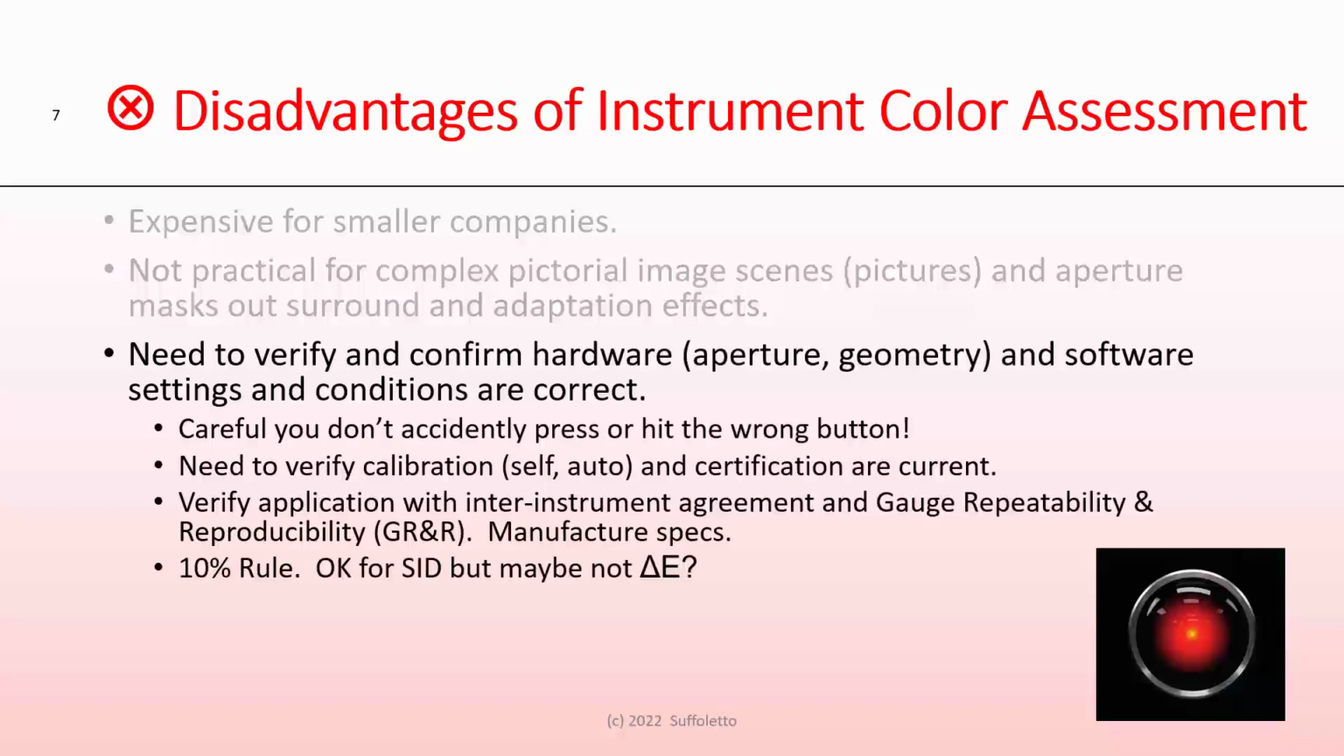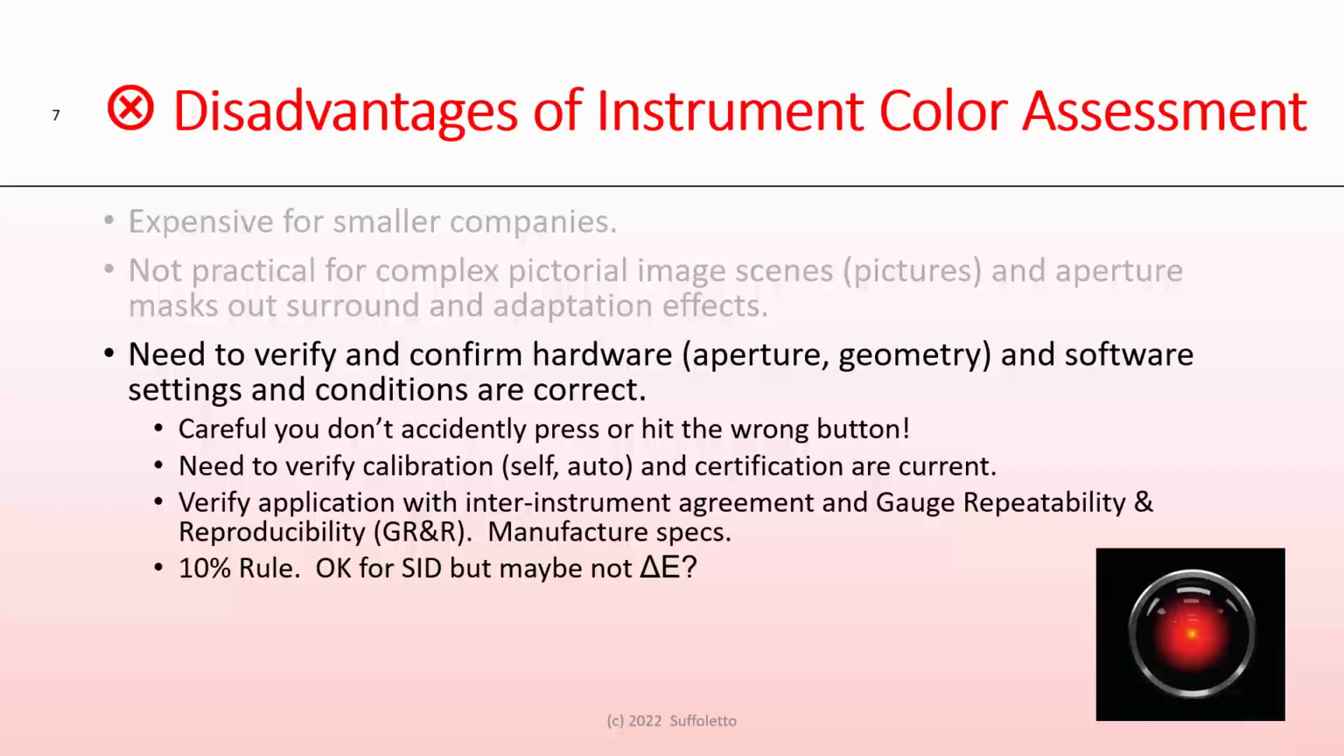The instruments need to be verified and confirmed in terms of the hardware and software settings and conditions. You don't want to accidentally push the wrong button because that could change something that you're not aware of. You need to verify the calibration and the certification are current. Most instruments will do automatic self-calibration. Certification is typically done annually. You have to verify that the application of your intended use fits with the inter-instrument agreement and the gauge repeatability. The manufacturer has specifications on these.